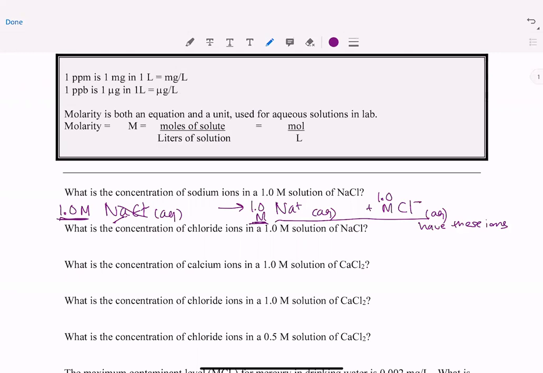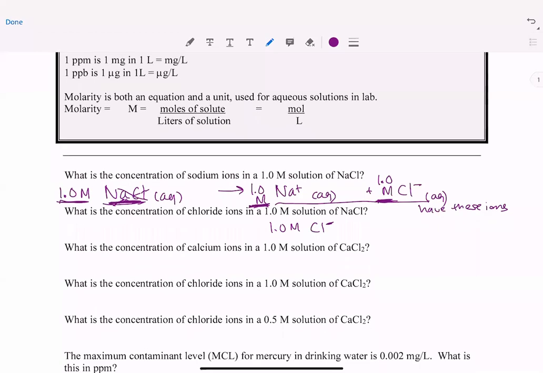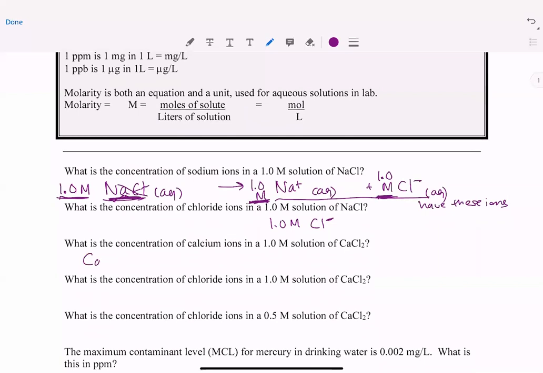Okay, and so this is an equal concentration of each of these because when NaCl breaks up, you have one of each of these. So the ratio of this NaCl will break up and give you one of each of those. And so the concentrations are going to be unchanged. So the concentration of chloride ions is 1.0 molarity of the chloride ions. But things are different when you're talking about CaCl2.